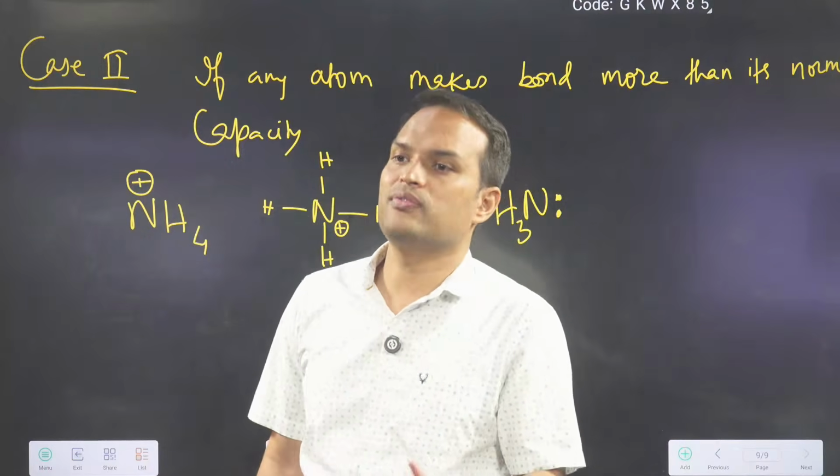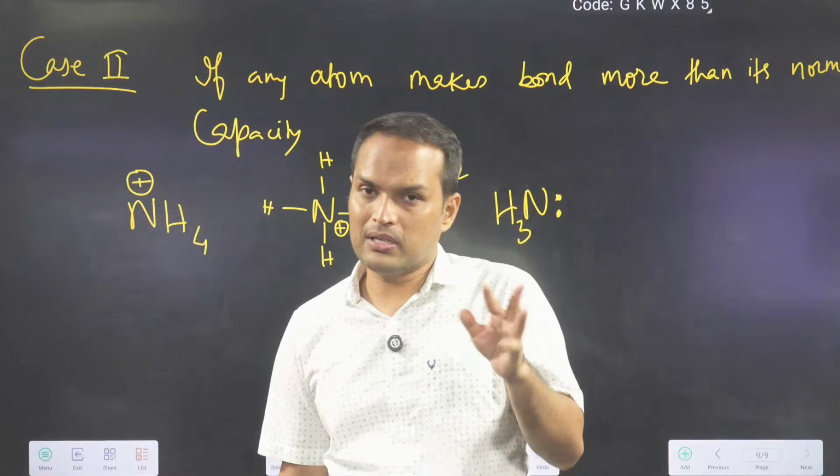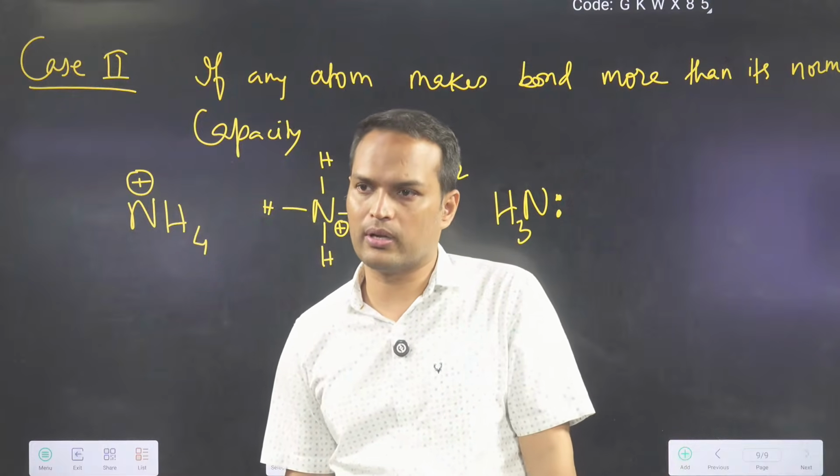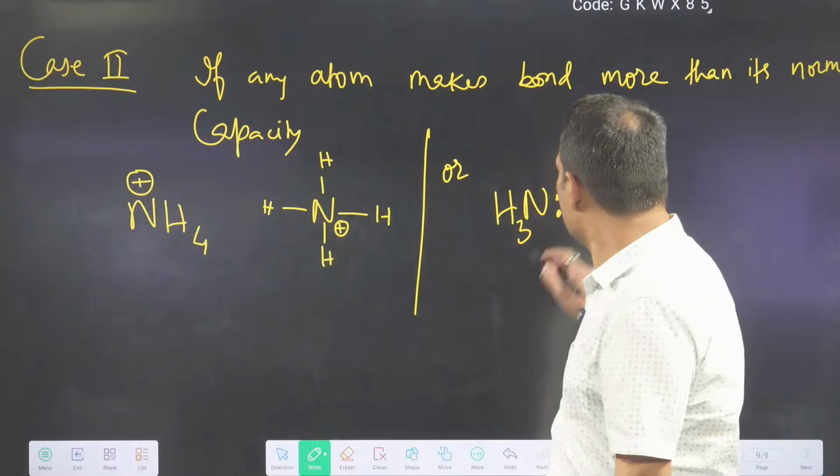Okay? So like this we are talking. Boron forms 3 bonds, but sometimes there are 4 bonds also connected to it. So that 4th bond can be a coordinate bond. So now what will happen?